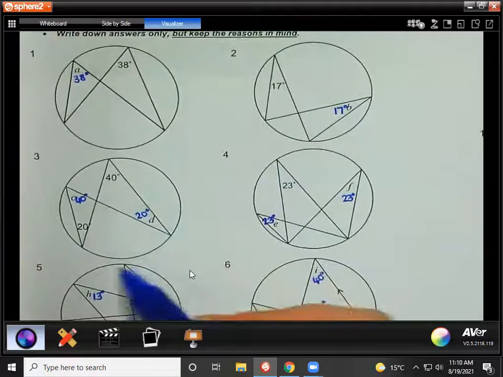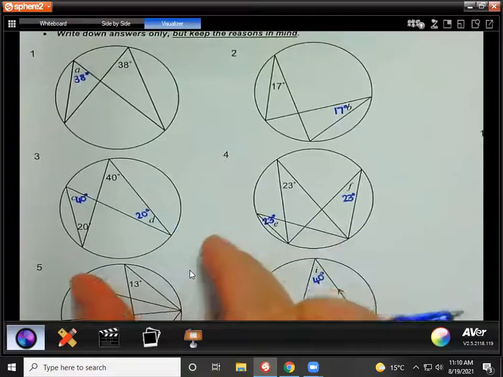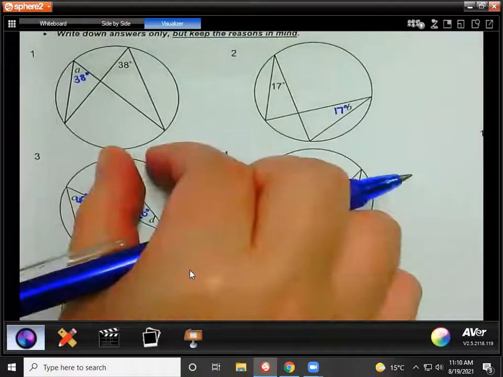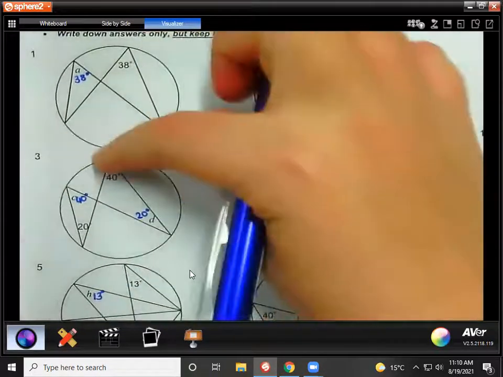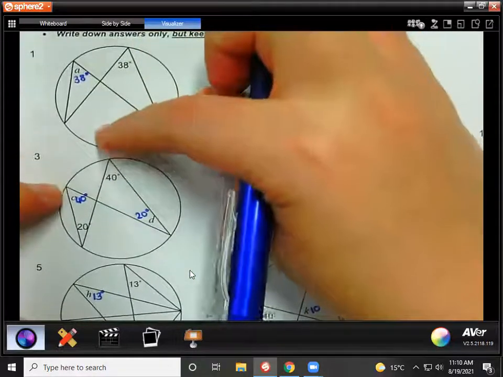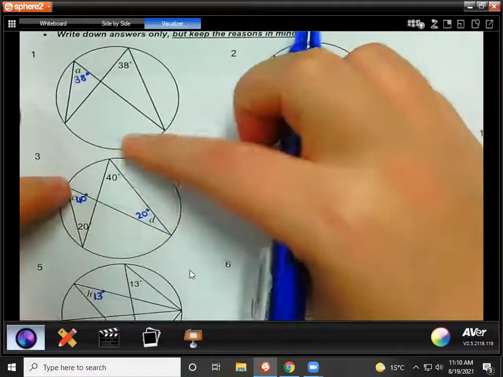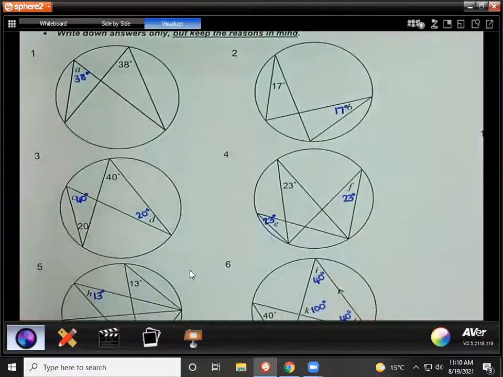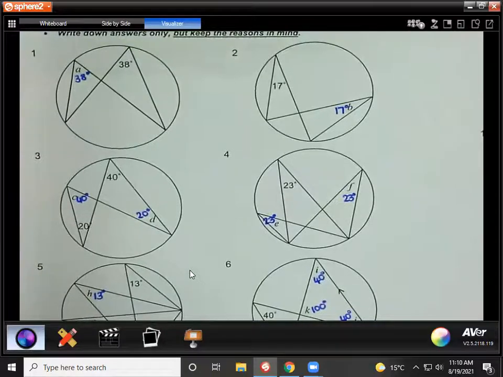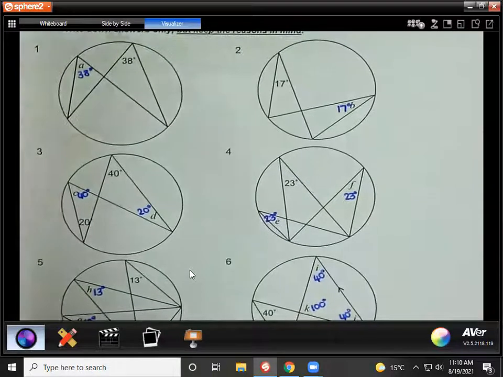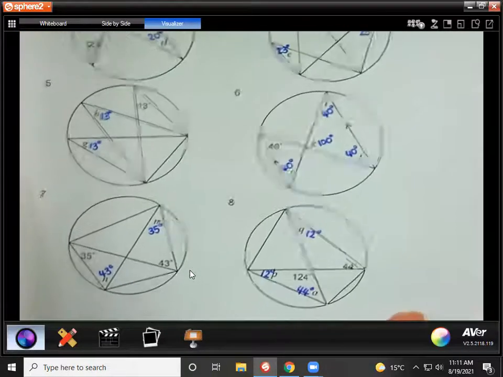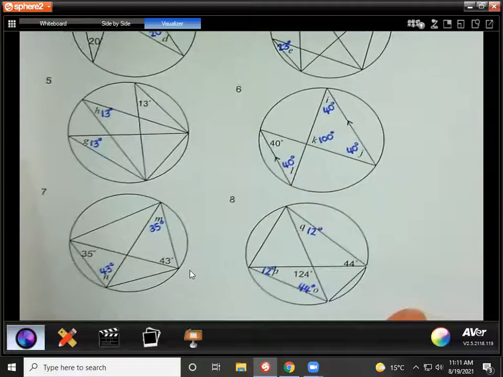Now in number 3, we have this bottom arc here subtending those two 40-degree angles. But then if we're looking at this top arc, that one subtends these two angles almost at the bottom of the circle, right? So those two 20-degree angles would be equal. You can just look at the next ones.